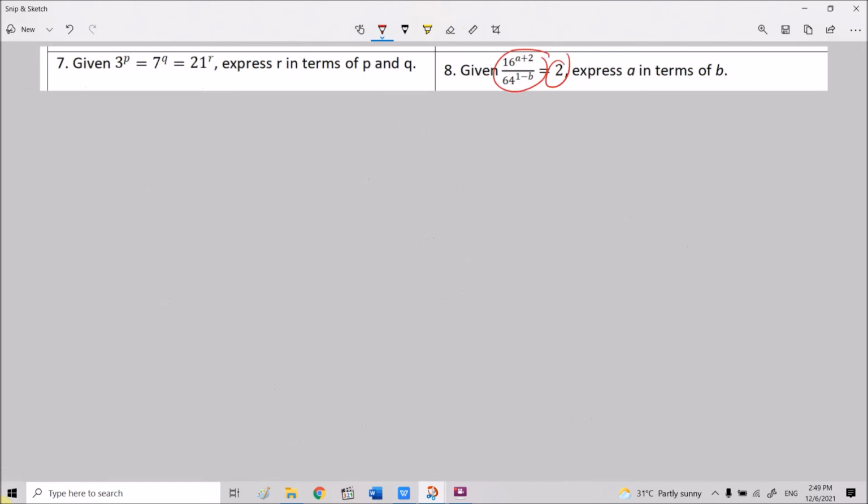Given this equals 2, express A in terms of B. So this is the indices type of question. First thing, we need to make sure all indices have the same base so that we can simplify it. The easiest way is to change it to 2. So we have 2 to the power of 4 for 16, and 2 to the power of 6, check, yes, 2 to the power of 1 minus b. Now they all have the same base, I just have to proceed with this.